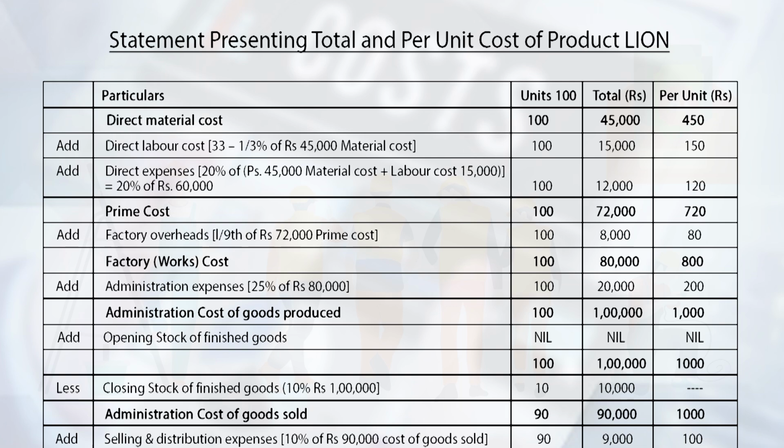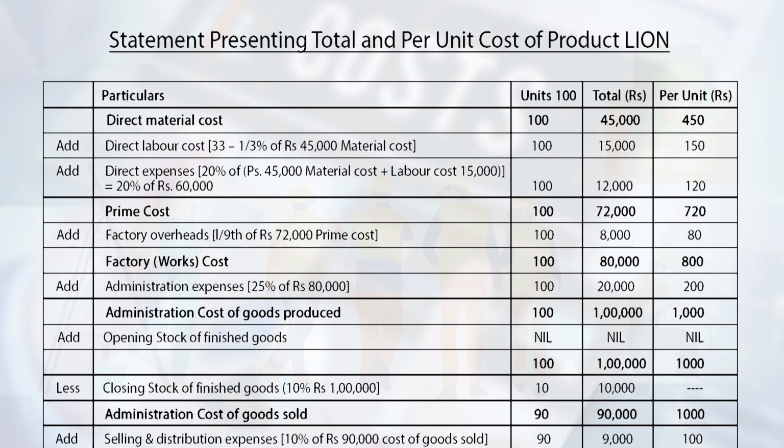In that we will add direct expenses, that is 20% of material and labor cost. Material cost given is 45,000 and labor cost given is 15,000, making total of 60,000. Therefore, 20% of 60,000 is rupees 12,000 our direct expenses, and per unit direct expense is rupees 120. Direct material, direct labor and direct expense total comes to 72,000, which is our prime cost.